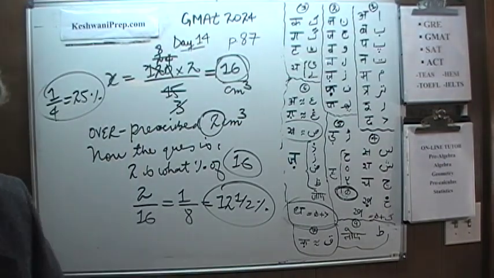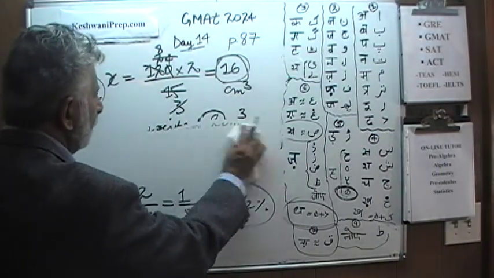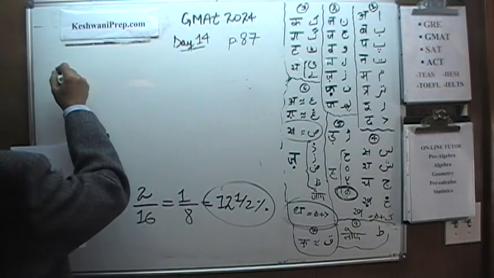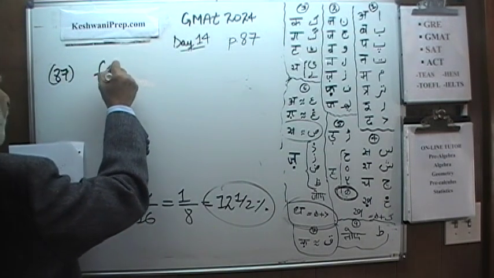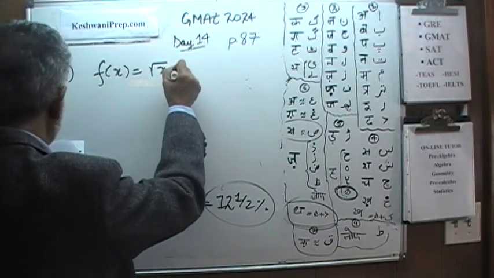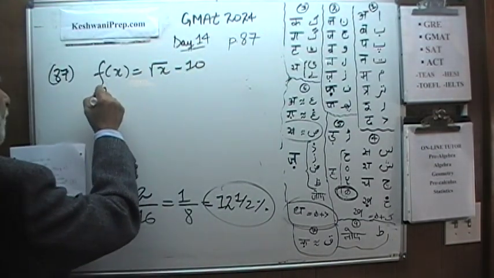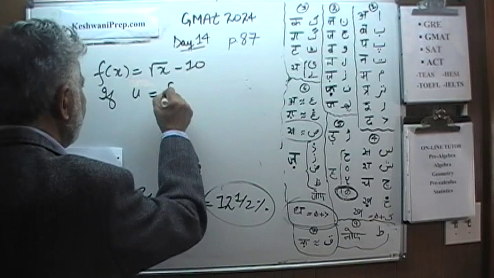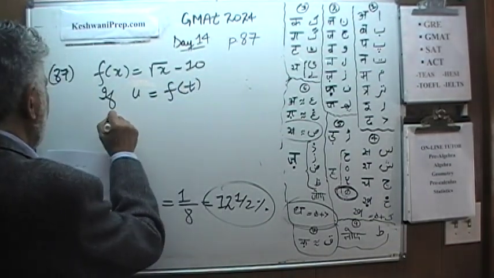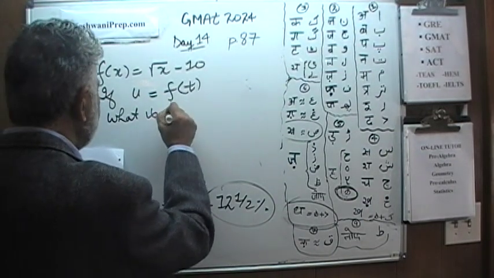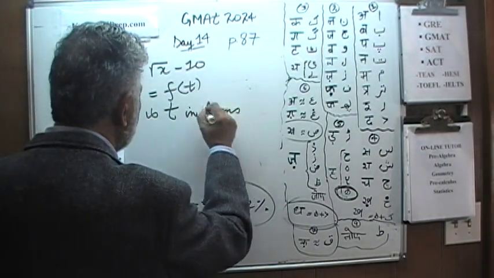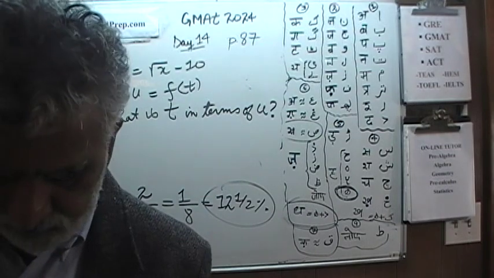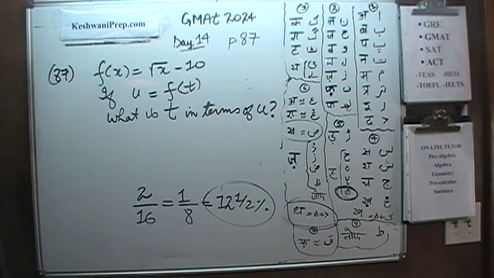Let's move on to 87. In 87, we are told that f of x equals root of x minus 10. We are told that if u equals f of t, then what is t in terms of u? Very straightforward. Very simple problem, very simple question. Do it yourself. I'll give you a second to pause and unpause the video.